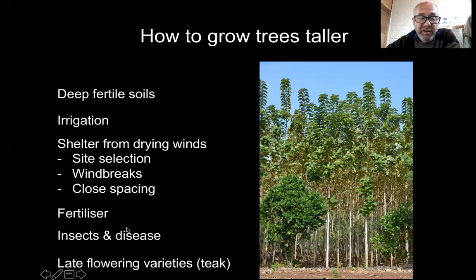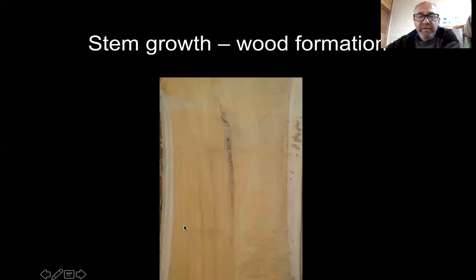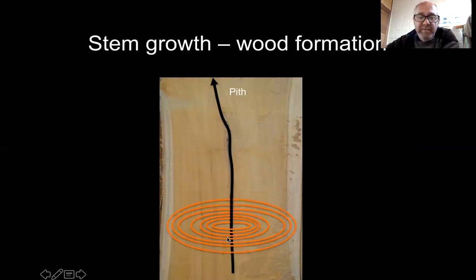If these factors are limiting, disease and fertilizer and other factors, well, if you eliminate the limiting factor, you'll actually get better height growth. Stem growth is the wood that forms around that pith. So here we've got a piece of teak. Every year it puts a growth ring on and gets larger in diameter.